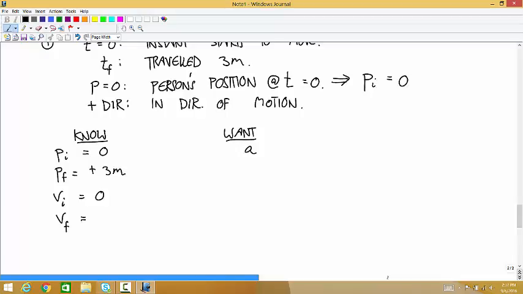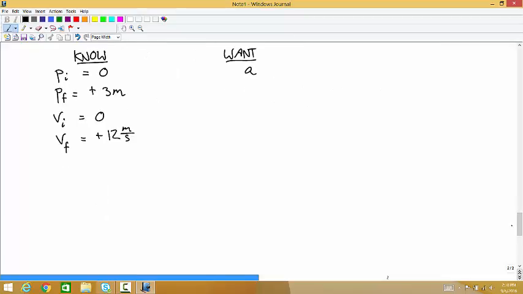So the speed is definitely 12 meters per second. It's positive because he's moving in what we defined as the positive direction. Is there an equation that works with those? I think it's the same one again. Anytime you don't have time final appearing, that third equation is the only possibility.